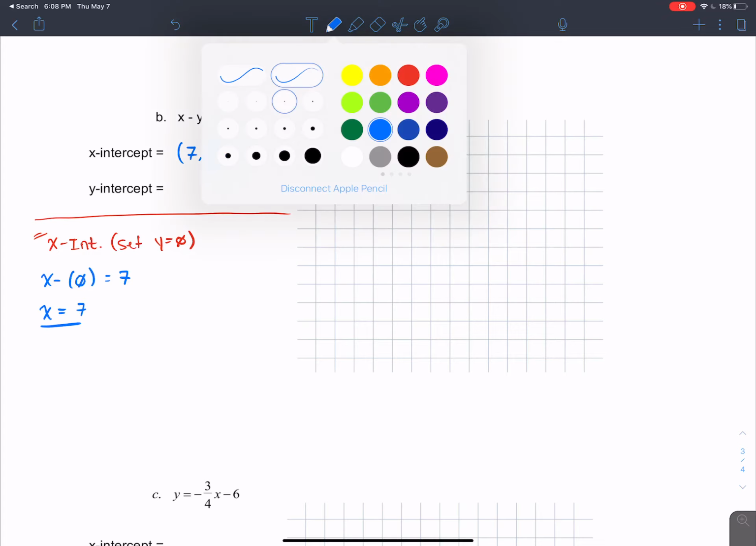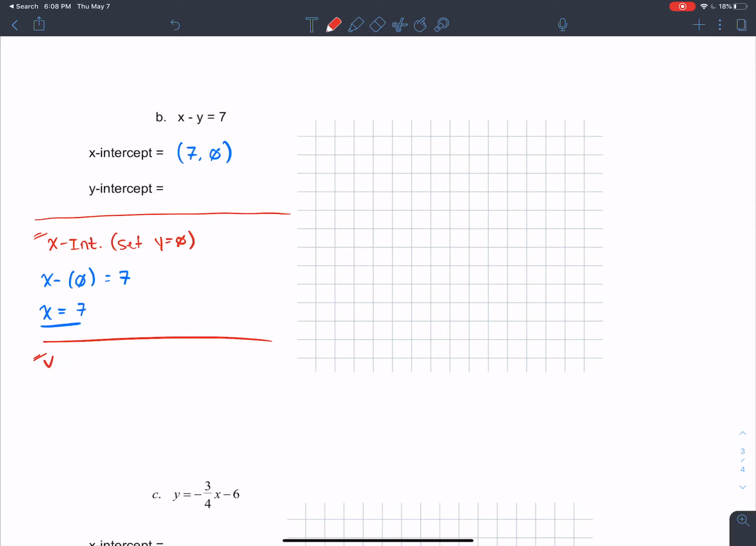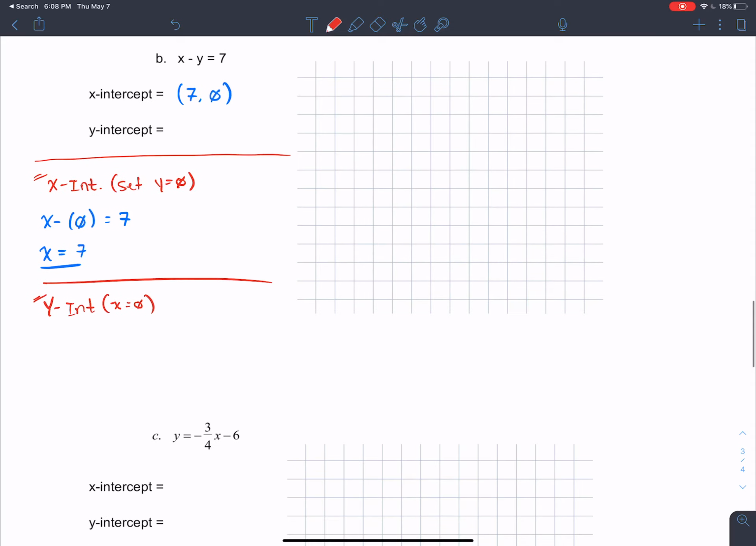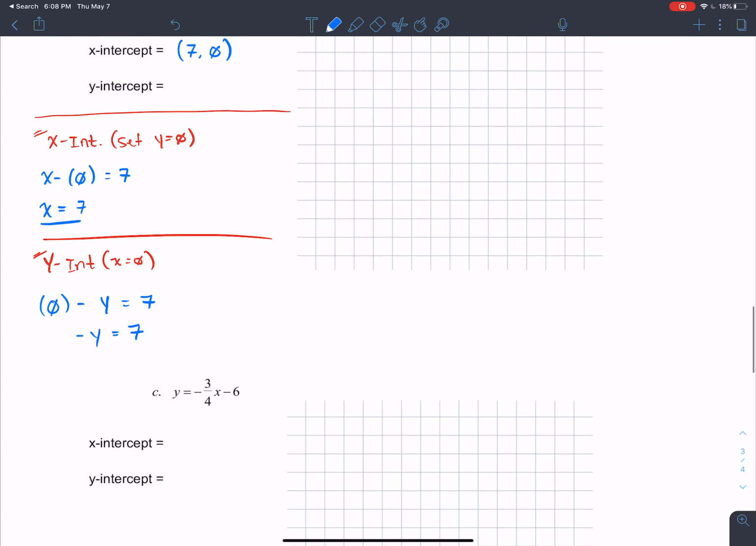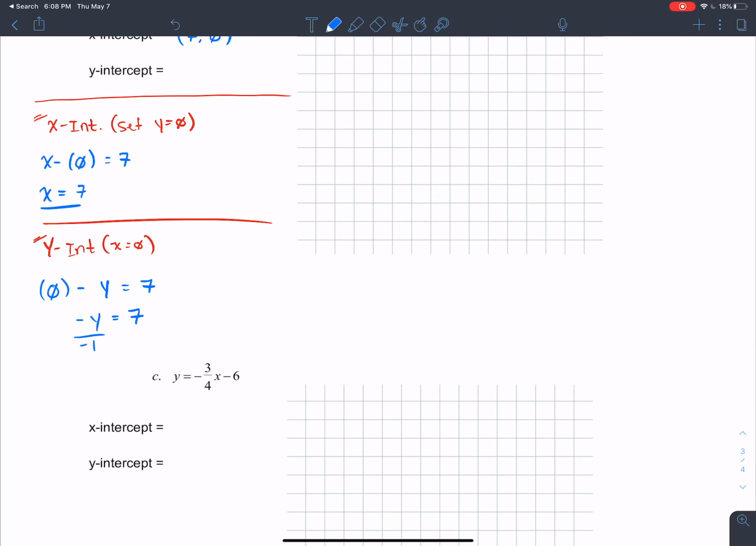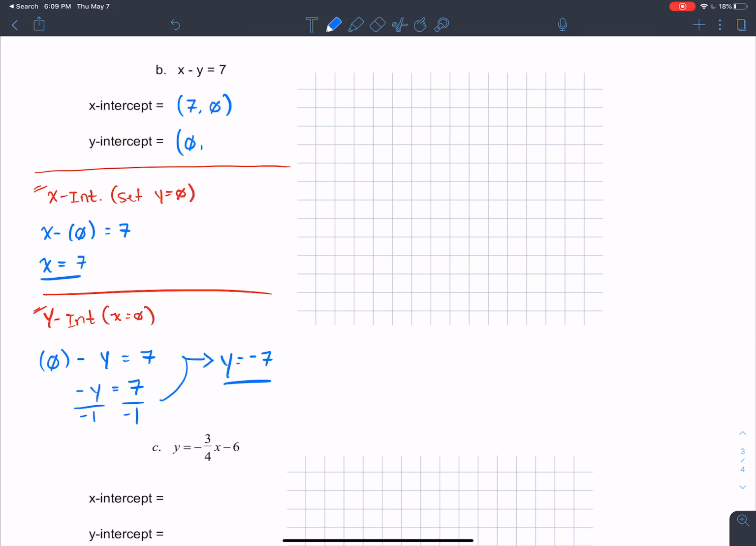What about our y-intercept? Y-intercept. X is going to equal 0 in this case, right? Let's go back to here, and we do 0 minus y equals 7. Well, we're just left with minus y equals 7, or negative y equals 7. Now remember, we want to turn that negative y into a positive just because it makes our lives easier. So I'm going to divide everything by -1. You can either do that or you can multiply everything by -1. They have the same effect. And what we get is positive y now equals -7. So our y-intercept becomes 0, -7.